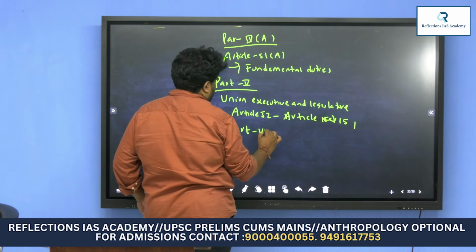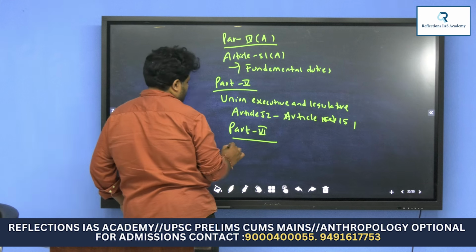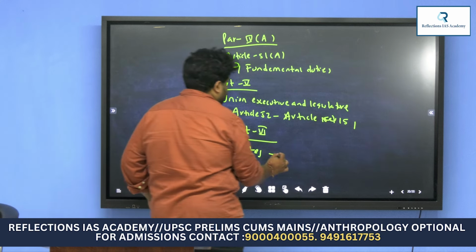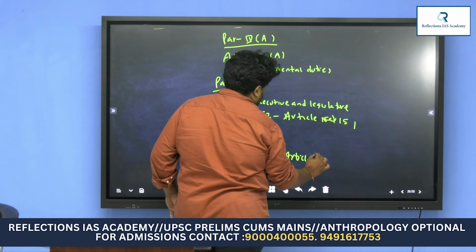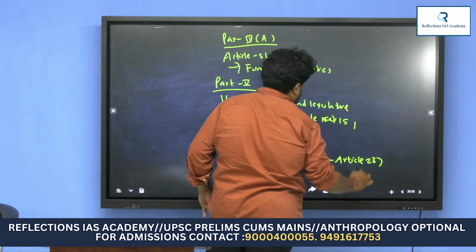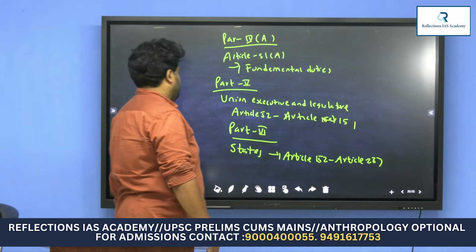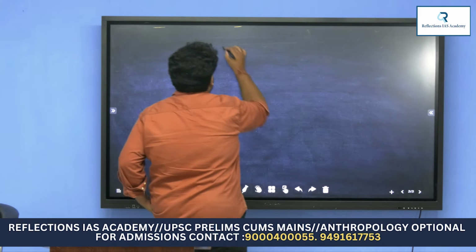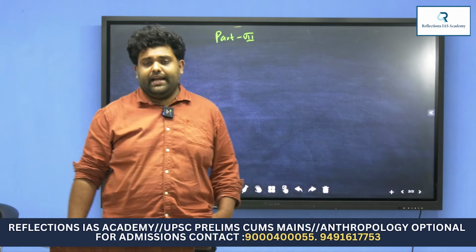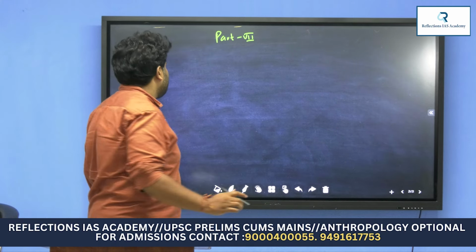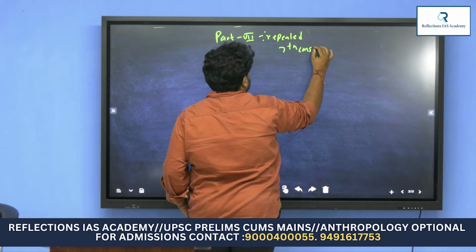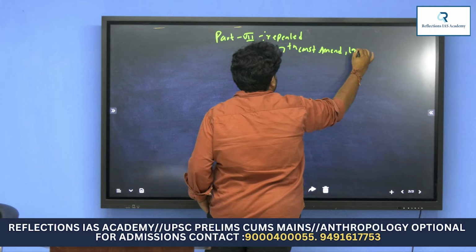Then you have part 6, which talks about states. Same, state executive and state legislature, which is from Article 152 to Article 237. Next, Part 7. Part 7 is no longer in existence, it is repealed. It was created by the 7th Constitution Amendment Act 1956.